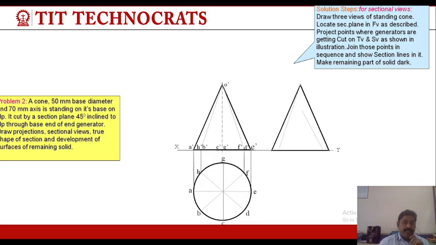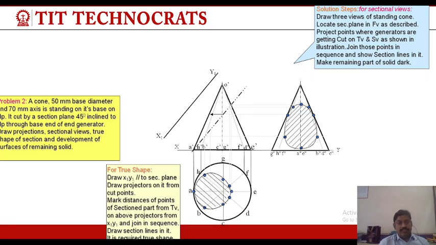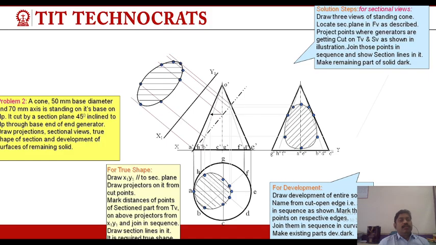It is cut by a section plane inclined at 45 degrees with the HP. This is the line. Now this is the side view of the object. This is the top view of the object, and we draw a line parallel to the section plane, that is X1, Y1, and draw a line like this. This is the true shape of the object. So we draw like this, and this is the development of the cone.